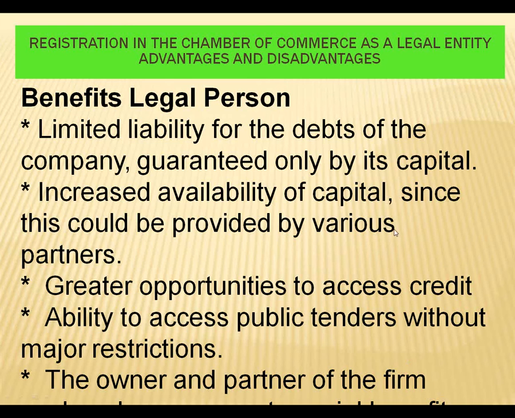They can be workers of their own firm. They can get a salary from that firm, in comparison to the natural person, who, since he owns the firm, cannot get a salary from the firm, only withdraw profit from the firm. But in a legal person, the owner and a partner of the legal person can get a salary from the firm.